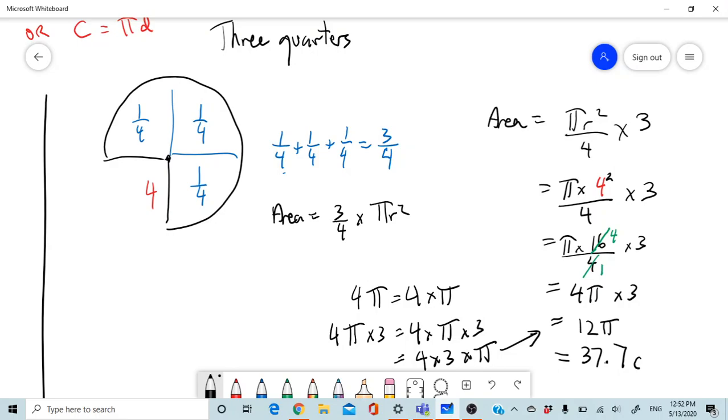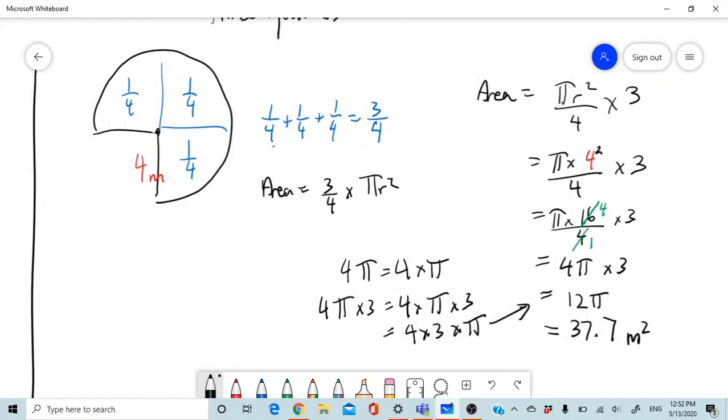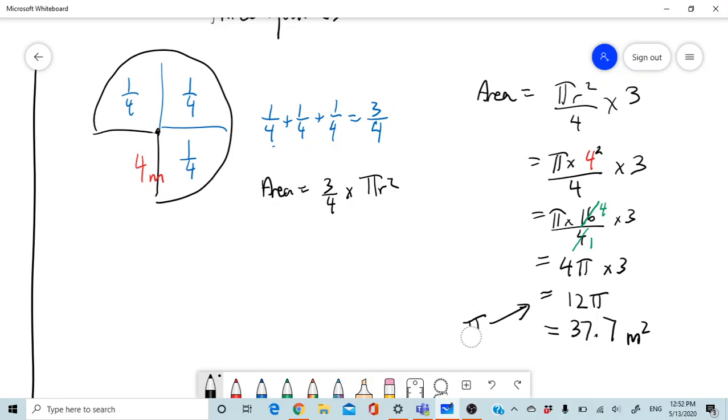centimeters. Oh, I don't have a unit here. I'm going to write a unit. It's going to be meters. Let's do something different. Let's go meters squared. So, alright. So the area of the 3/4 of this fraction is 37.7 meters squared.